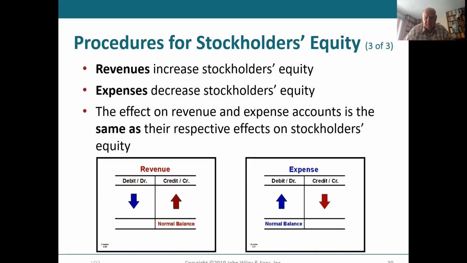The effect on revenue and expense accounts is the same as their respective effects on stockholders' equity. Let's say at the end of the year, you have $100,000 credit revenue and say $80,000 debit expenses. You're going to bring the credits and debits up into your stockholders' equity, and that number you bring up is your net income.